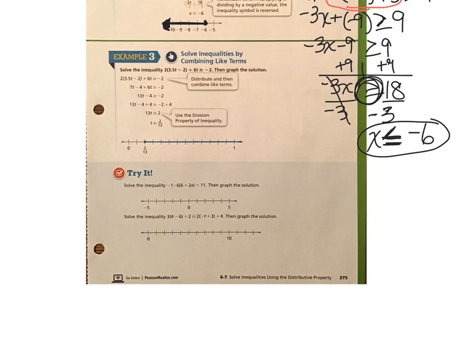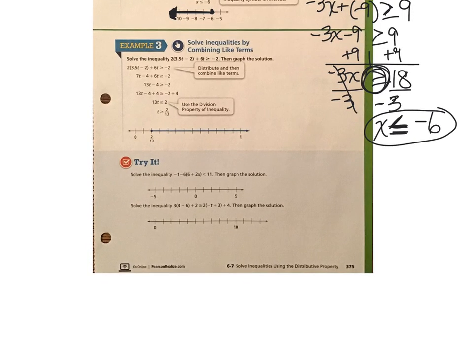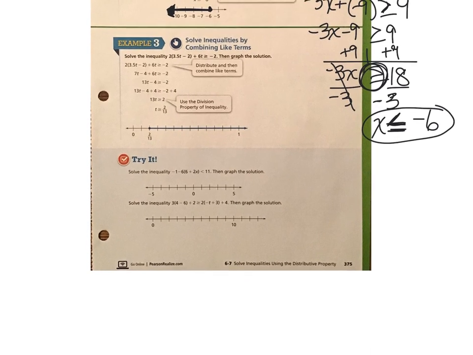Okay, last but not least, take a look at example 3. We're going to be solving inequalities by combining like terms, and then go ahead with your multiple steps. So when you look at number 3, you'll notice that the similar process is done as what you saw in example 2. If you have any questions about what was done in example 3, come see me so that I can help you work through that.